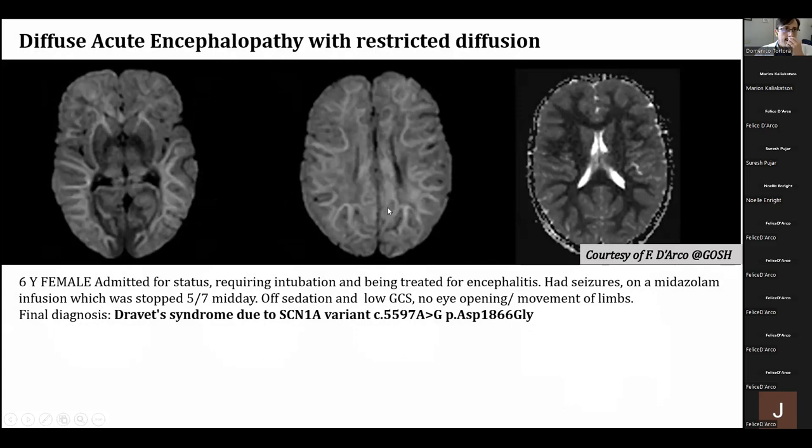This is another case that we studied in our hospital, and this is a case of diffuse acute encephalopathy with restricted diffusion. You can see on diffusion weighted images the same finding, restriction of diffusion of subcortical white matter with the typical bright tree appearance. In this case, all the white matter was involved. It was a Dravet syndrome, and I think that all these really severe cases create two open points, two questions.